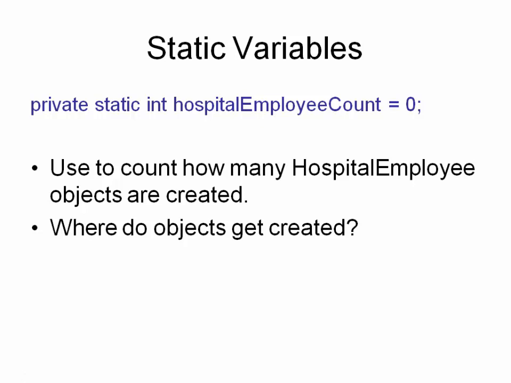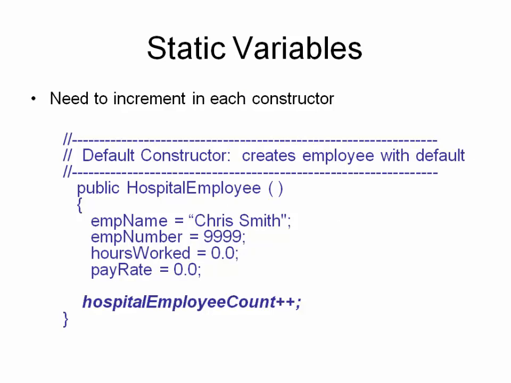So the question is, where do these objects get created? They get created inside the constructor. So if we want to count how many objects are created, we're going to go ahead and have to increment this static variable inside both constructors. Here's an example of incrementing it inside the default constructor. And you would need to do the same inside the overloaded constructor.